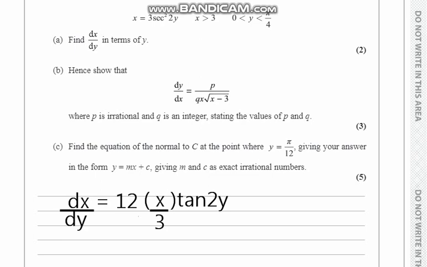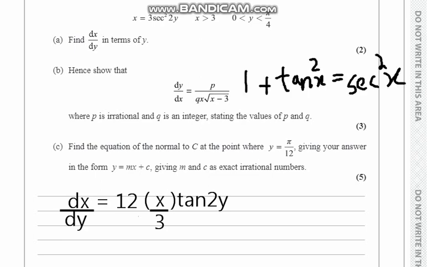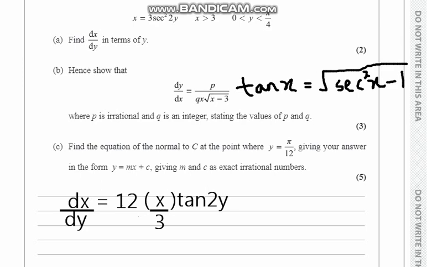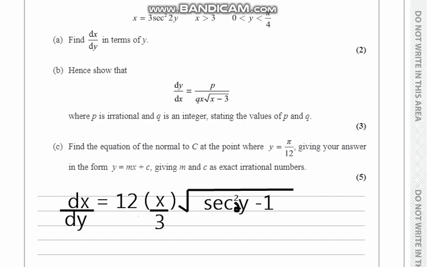So we have to change every y term into x, and we still have tan 2y here. If you remember an identity, 1 plus tan squared x equals sec squared x. What I can do is make tan squared x the subject and square root it to get tan 2y in terms of x. There you go, tan x equals root of sec squared x minus 1. Originally we have tan 2y, so we'll just plug 2y in the place of x. Now that we have tan 2y, we'll substitute here: root of sec squared 2y minus 1.